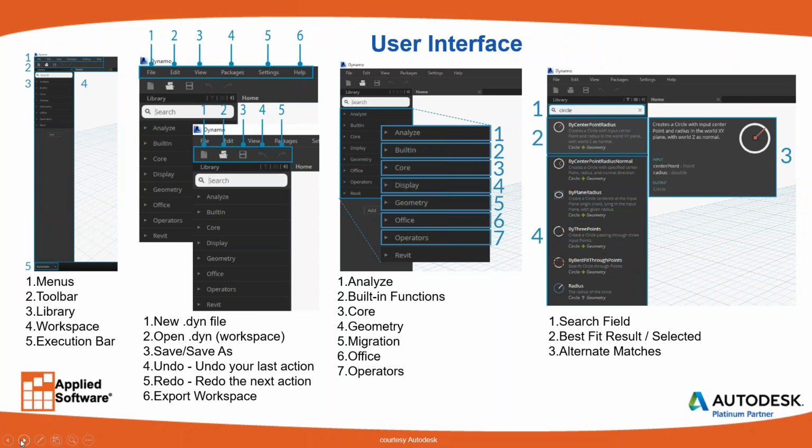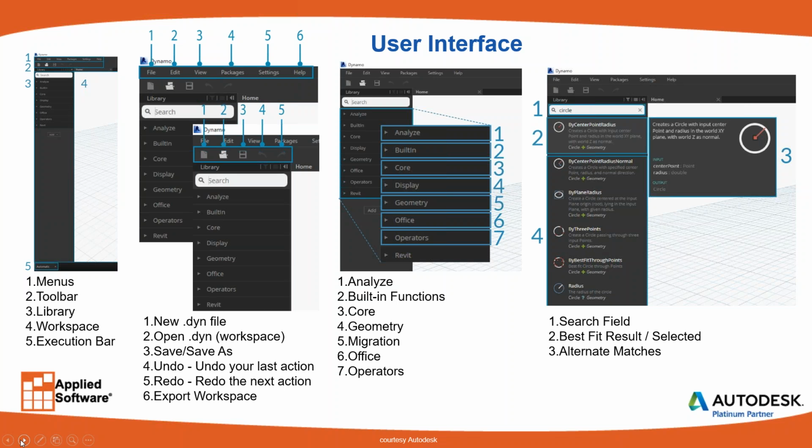So basically, it has a menu from the far left to the far right. It has the menu structure, the toolbars, the library, and workspace, and execution bar. The execution bar is either set to automatic or manual. So you can tell Dynamo, execute my commands, or wait until I'm done. I need to do a little bit more work.